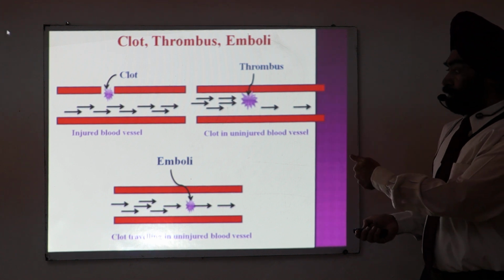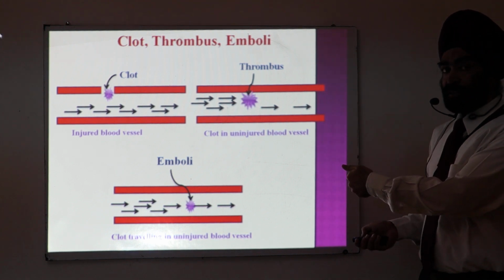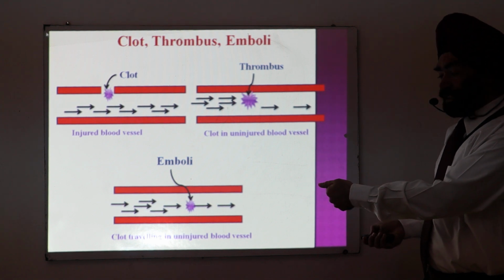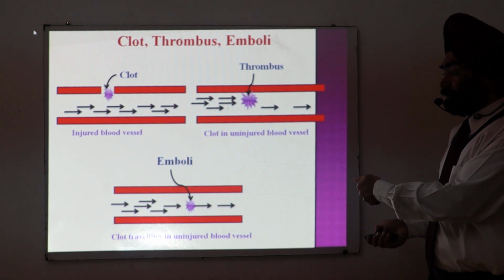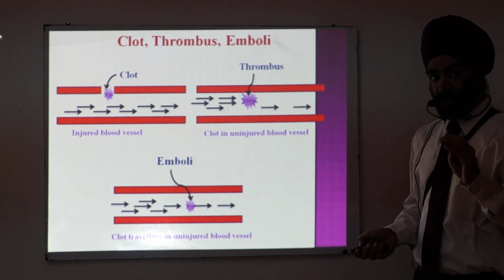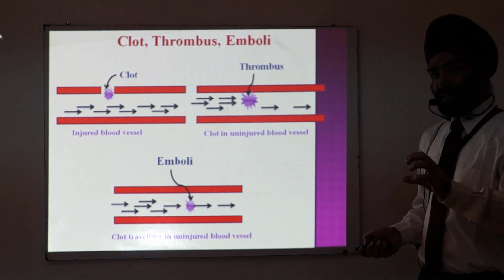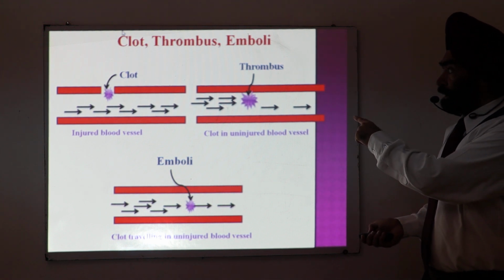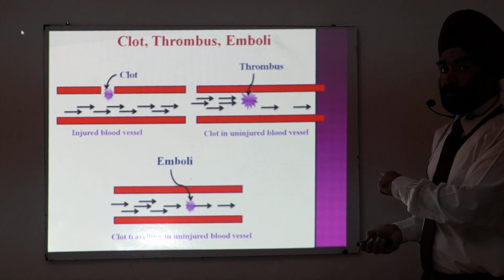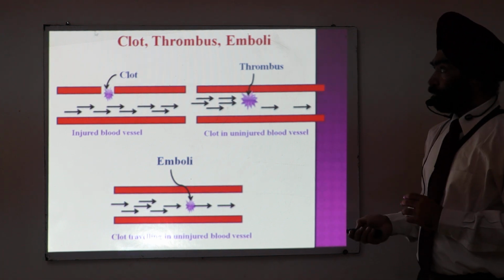Now emboli. This embolus is not attached to the blood vessel, rather it is traveling in the blood. When the clot is traveling in the blood vessel, this is called an embolus. So remember: a clot in an injured blood vessel is just a clot; a thrombus is an attached clot in an uninjured blood vessel; and a clot which is traveling in the blood is called an embolus.